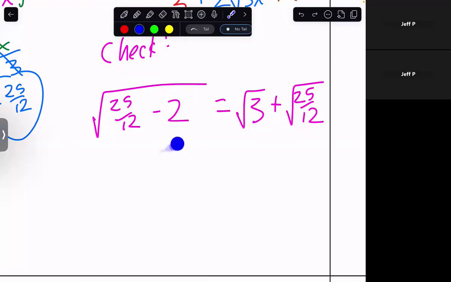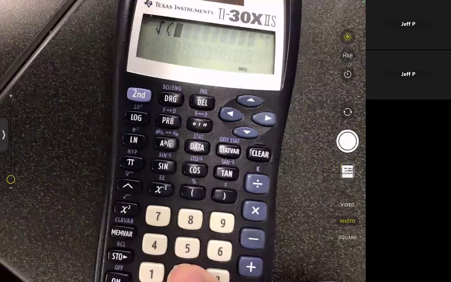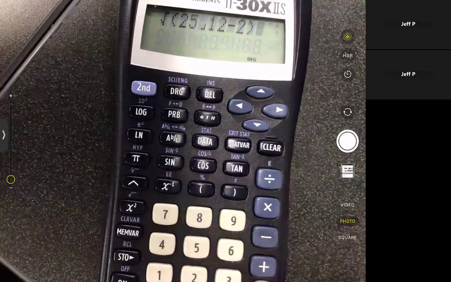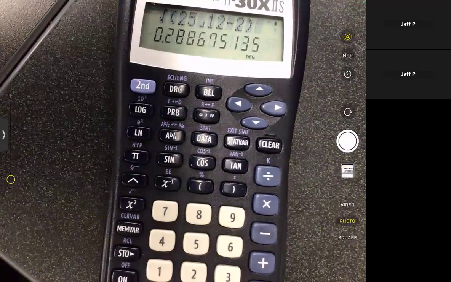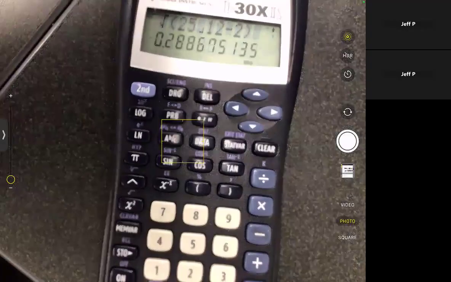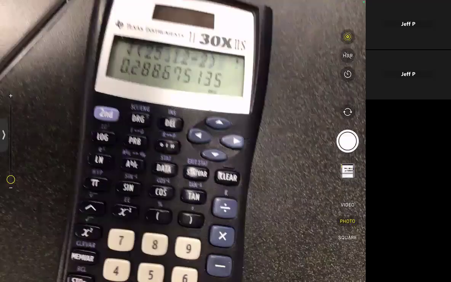I'm going to type into my calculator square root of the fraction 25/12 minus 2. Let's see what that looks like. One second, it's rather laggy. Square root of the fraction 25/12 minus 2. So the left side is approximately 0.289. Let's remember that number.